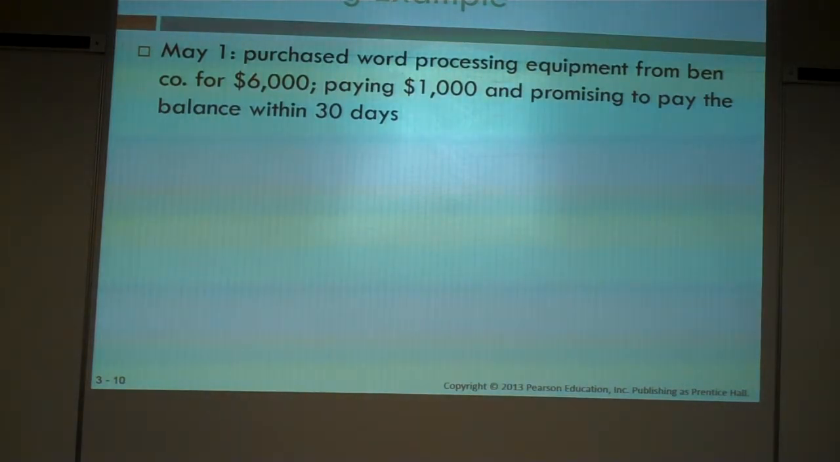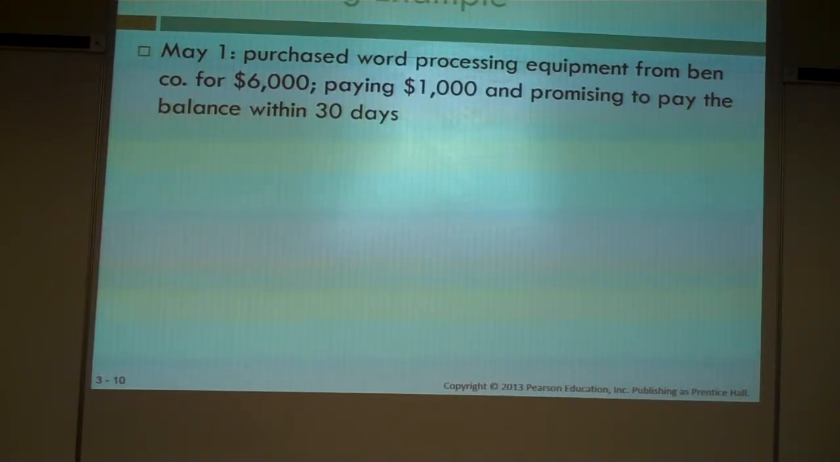The next one: purchase word processing equipment from Ben Company. That should have been capitalized, shouldn't it? For $6,000, paying $1,000 and promising to pay the balance within 30 days. We purchased word processing equipment. We paid for part of it, and then we promised to pay the rest. Kind of an entry that is going to be compound. Right, so what accounts are affected?